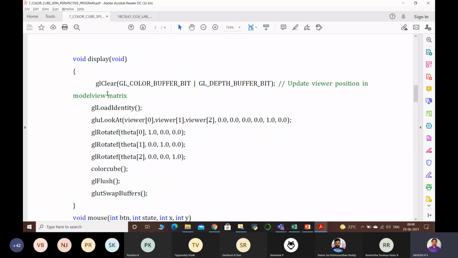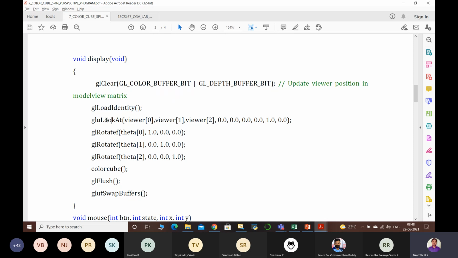So the display function, yeah, same thing again. All are repeating. This code is also the same. There is no change in that. Only what I showed in the previous function is the one change you have to remember, and this is the same as the previous one. Again color buffer bit and depth buffer bit, you are going to update the viewer position in the model view matrix. So all the updated values, whatever we have put in the model view matrix, right? You are going to clear that and redefine it again for the next step. And again glLoadIdentity, just to erase the current matrix information.